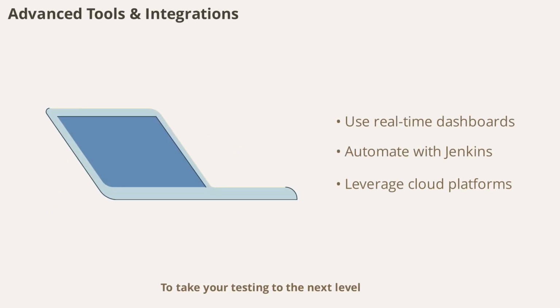Take your testing to the next level. Consider integrating JMeter with advanced tools. Grafana and InfluxDB provide real-time dashboards, Jenkins automates your testing workflow, and cloud-based platforms like BlazeMeter or Octoperf enable large-scale distributed testing without local hardware limitations.